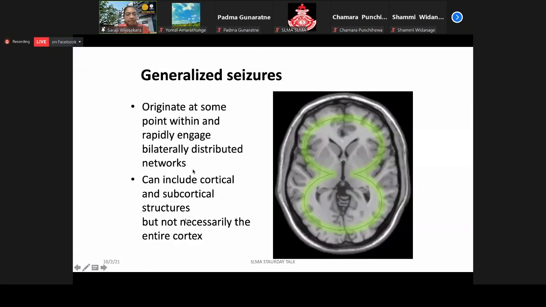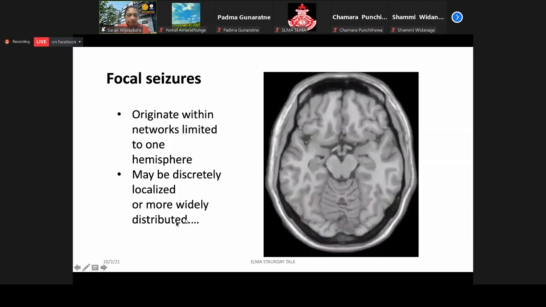So what is a generalized seizure? Generalized seizures originate at some point within the brain, and then rapidly discharge. If you follow my figure, it originates from here, but actually it engages the whole brain and is distributed among the networks in the brain. So it can include the cortical and also the subcortical structures, but it doesn't have to involve the entire cortex. So you see changes in the EEG as a generalized seizure, as opposed to the focal seizure, right?